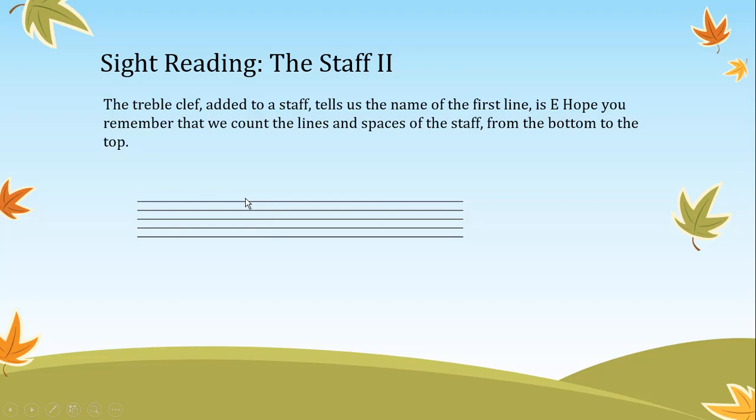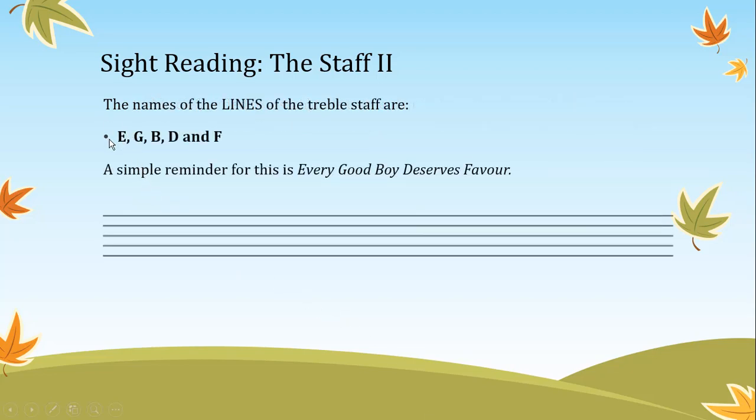We also said that the treble clef is also known as the G clef. Okay, now this is very important. The staff as it is right now has no name, but when we add the treble clef to it, it tells us that the name of that first line is E. Of course, I hope that we remember that we count the lines and spaces of the staff from the bottom to the top. So that first line becomes E immediately we add a clef to it. And because the first line is E, the other lines will continue from there: G, B, D, and F. A simple reminder for this is every good boy deserves favor.